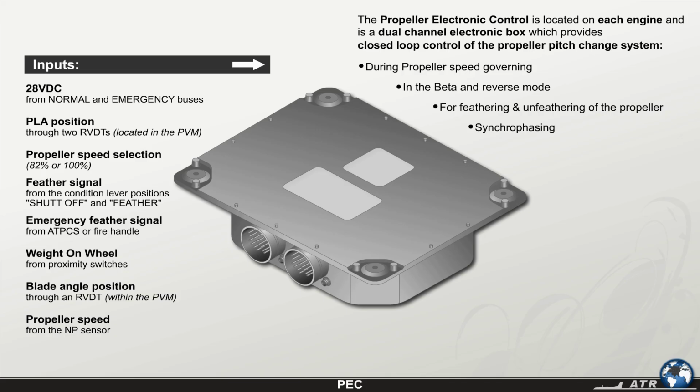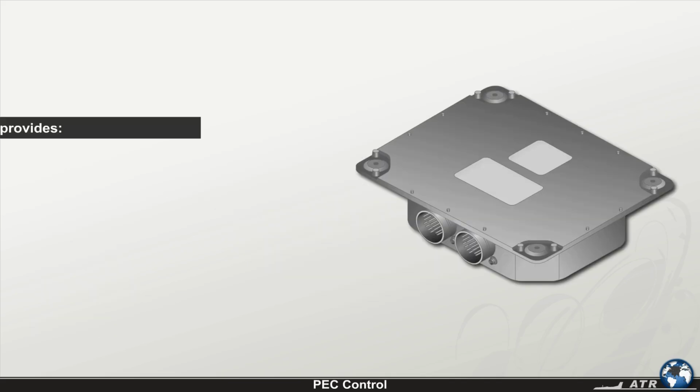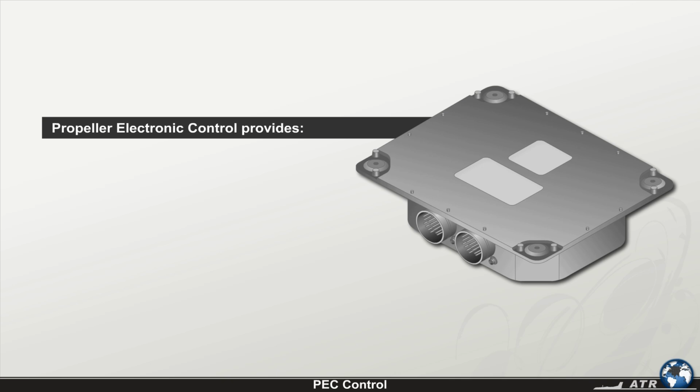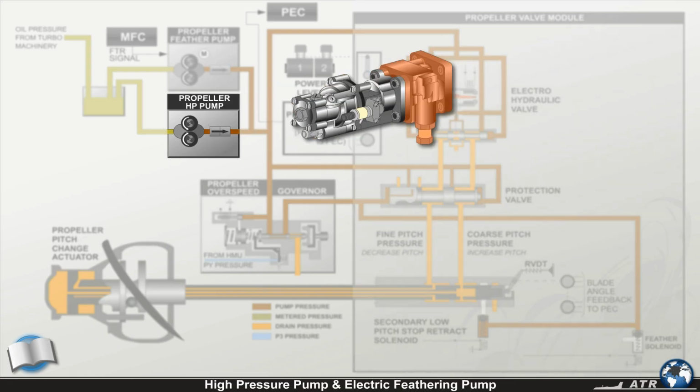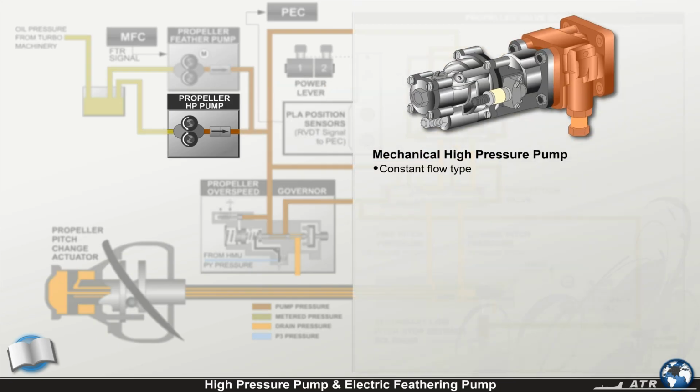The propeller electronic control provides control to the EHV within the PVM, signal to the PEC single-channel amber light in the cockpit, signal to the low-pitch amber light in the cockpit, and information for maintenance flag fault codes. The mechanical high-pressure pump is a constant flow type installed at and driven by the propeller gearbox.